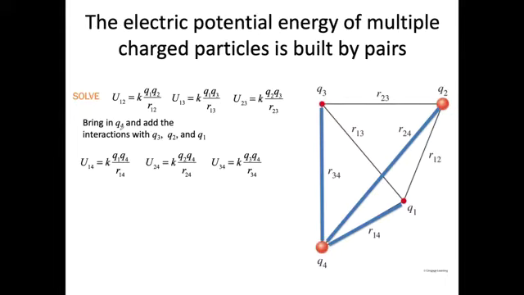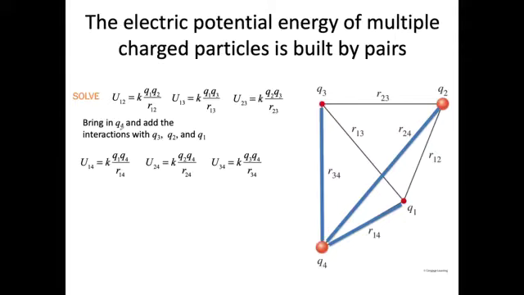So what's going to happen if you have more than two point charges, for example three or four? What we can do is find all the two-by-two pairs.